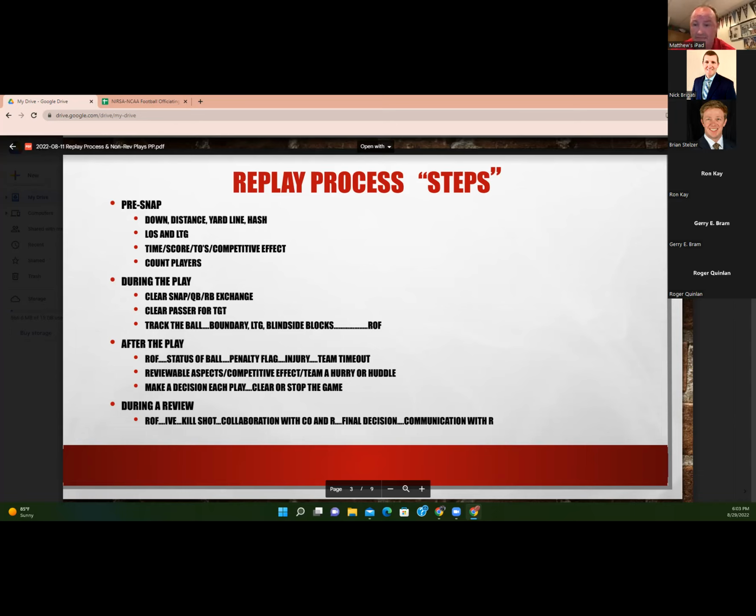Once the ball is away during the play, we're clearing the snap, we're clearing the quarterback running back exchange if one does exist. If the quarterback remains with the ball and he throws the ball, we need to clear that quarterback for potential targeting, and we're tracking the ball. We follow the ball. We want to know where it is, what's the status, who has it at the end of the down. We're looking at the line of game during the play. We're looking at boundary lines. We're looking at blindside blocks, looking at potential big hits. And the biggest thing our communicator must have is what's the ruling on the field.